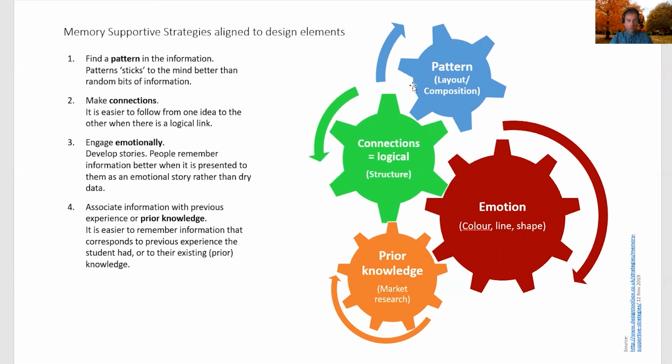In graphic design or web design, we call it layout. We achieve it through layout and composition. That's how we achieve a pattern. And again, I have a separate presentation that deals with best practice in graphic and web design. We know that the brain likes connections, logical connection from one segment of information to the other. We don't want a jump, we want logical connection. This we achieve through a coherent structure, coherent information architecture.